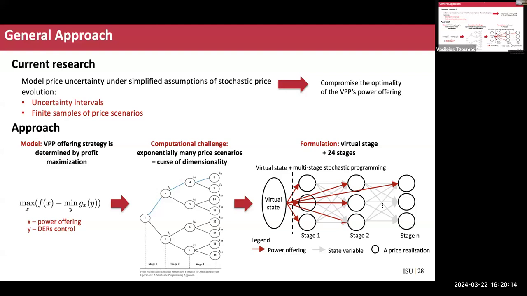But the solution formulation we come up with is we have a two-stage, we have a virtual stage, and we have the other stages. So in this virtual stage, we are capturing what is the optimal power offering. Right? Once we determine what the optimal power offering is, then for each of the circles, which is the Markov price realization that we have, we transfer the power offering we obtained by maximizing that f(x) to each price. And then given this power offering, we solve this minimization problem to find this optimal cost.